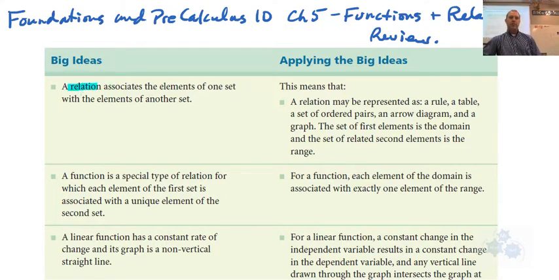A relation associates elements of one set with elements of another set. So this means that a relation may be represented as a rule, so in words, or shown in a table, or a set of ordered pairs, or an arrow diagram. Those are the 4 ways you learned how to display a relation in the first section. And it could be a graph as well. The set of first elements is the domain. The second elements are the range. Very important, domain and range.